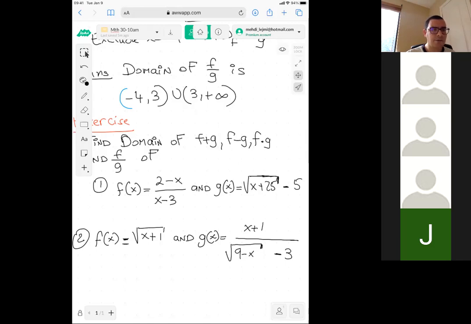Al-Mu'tasim, you're saying for the first one, I got f plus g is equal to 3. The question here is not to compute what f plus g or f minus g is. You don't have to compute the algebraic expression of f plus g, etc. The question is to find the domain. And as I said earlier, if you want to find the domain, you don't have to compute anything. All you have to do is find the common domain, right?